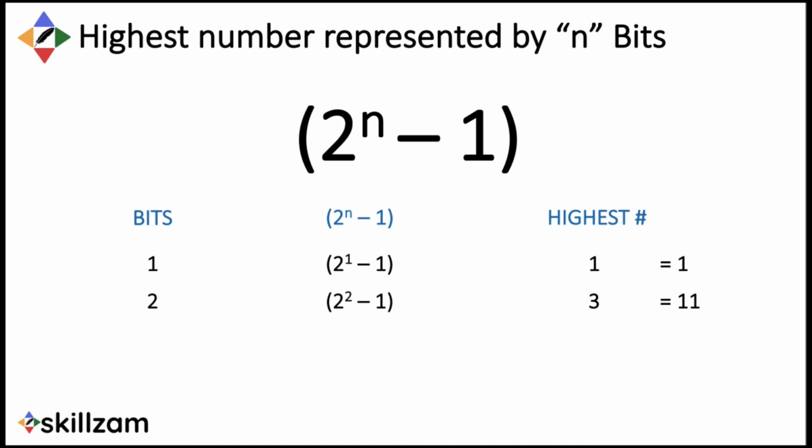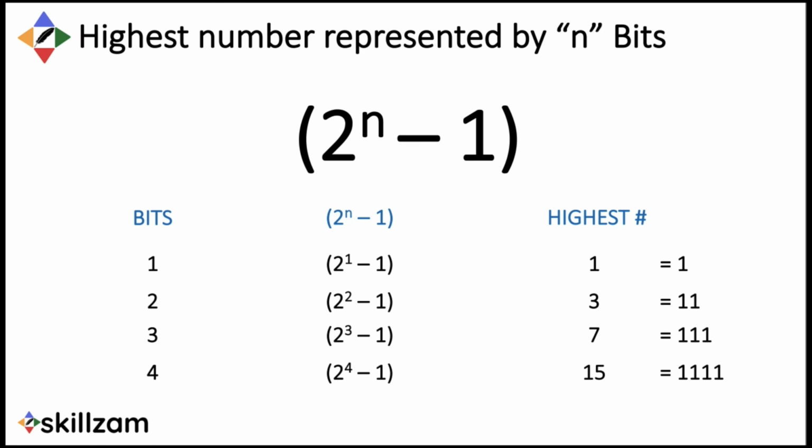If the number of bits in a binary number is 3, then the highest number that can be represented will be 7, whose binary equivalent will be 1, 1, 1. Finally, if the number of bits in a binary number is 4, then the highest number that can be represented would be 15, whose binary equivalent will be 1, 1, 1, 1.